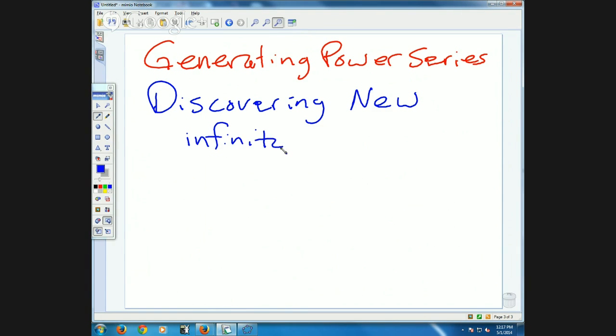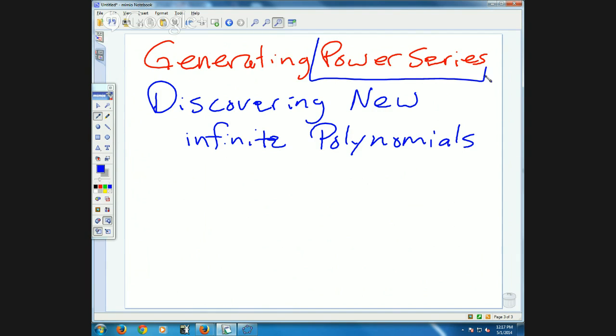So what we're working on right now is we're discovering new infinitely long polynomials. Now, polynomials is generally something of fixed length. These are infinitely long, so they get a special name, and they're called power series.